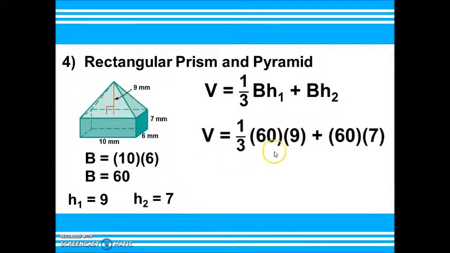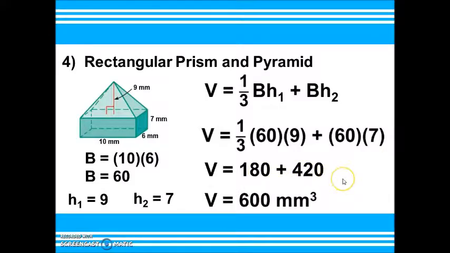All right, so on your calculator, we have to do two separate things. So first we're going to do 60 times 9 and then divide by 3 to get 1/3 of it. Then separately, we're going to do 60 times 7. And our last step is we're going to add those two numbers together. So for the pyramid, we had a total volume of 180 cubic millimeters. For the prism, we have a total of 420 cubic millimeters. And when we add it together, we get 600 cubic millimeters for our total volume.